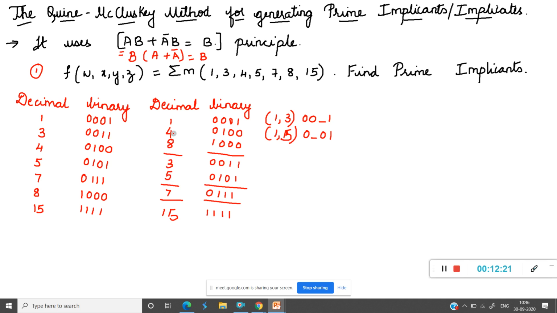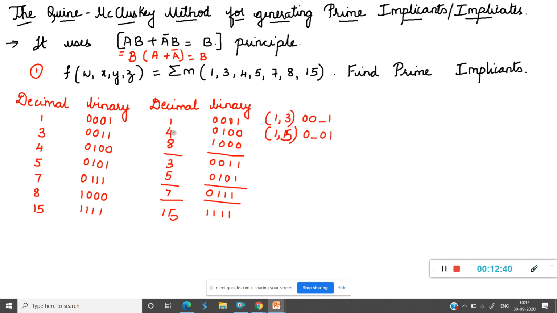Next 4. Can we compare 4 with 3? Just check, 0 0 1 0. 1 bit difference. 0 1, 2 bits difference. So 3 and 4 cannot be compared because more than 1 bit difference is there.